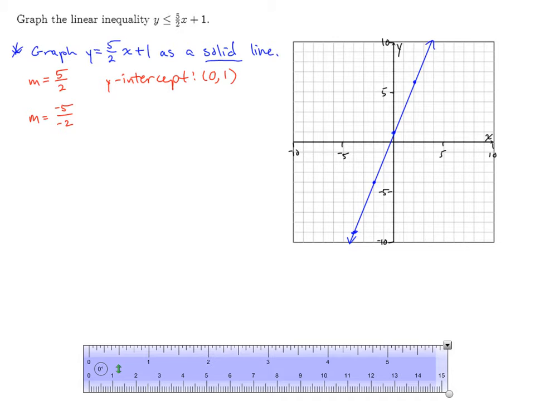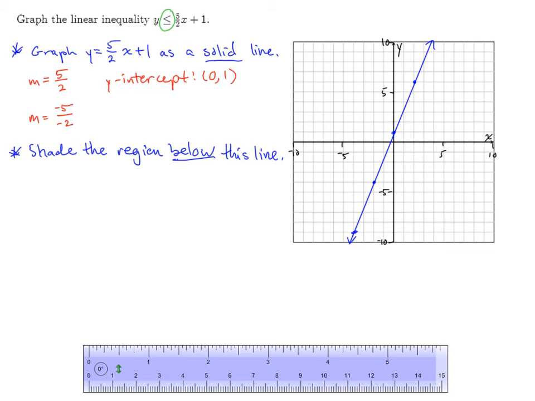Okay, now going back to my original inequality, I have y less than or equal to 5/2 x plus 1. So I want to shade the side that is below this line. So I will shade the region below this line. And again, I know that it's below this line because of that less than or equal to sign.